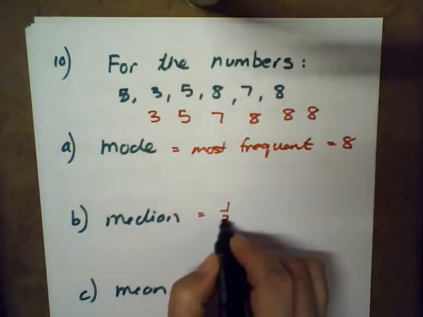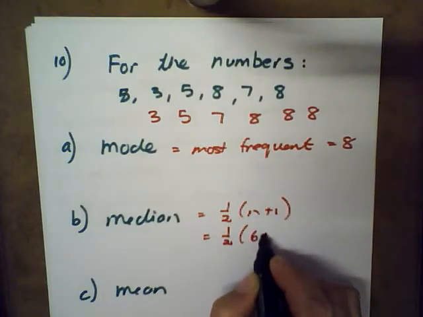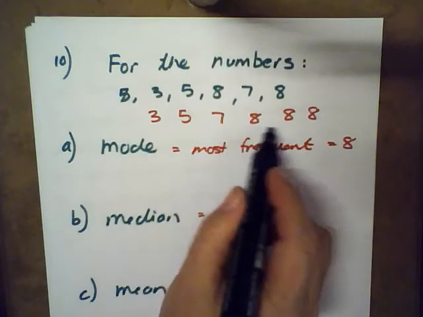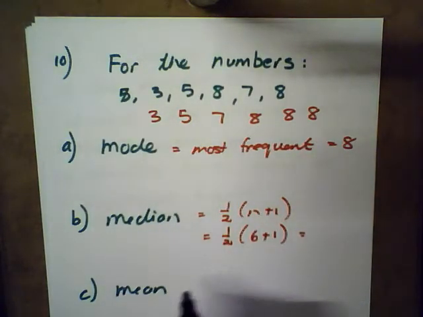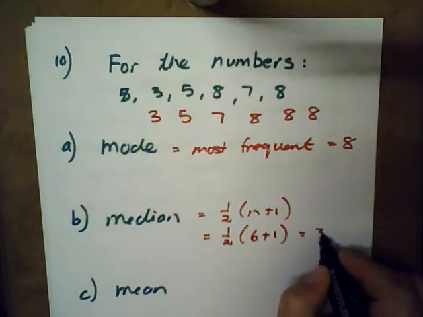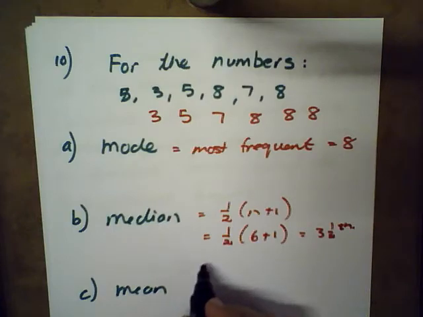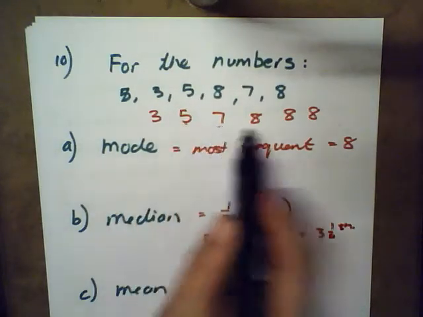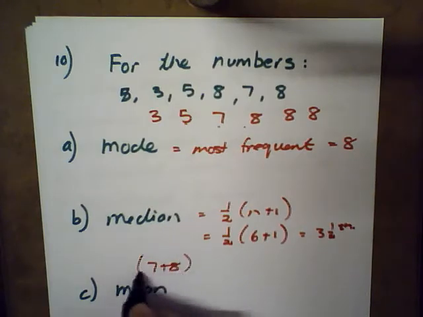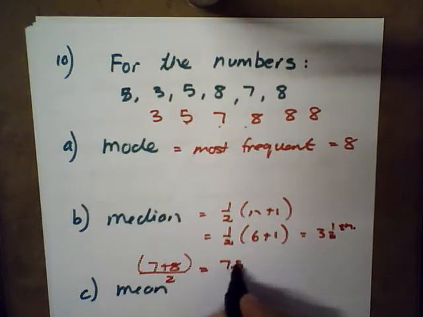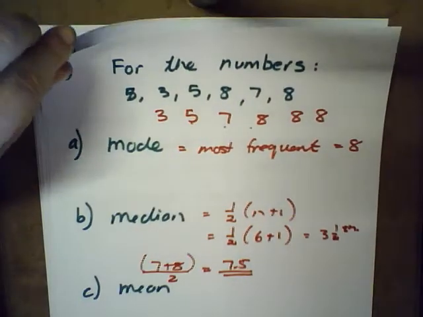Median I know is a half n plus 1. It would be a half 6 plus 1. 1, 2, 3, 4, 5, 6 numbers. That would give me the 3 and a half number, and that would be 7 plus 8, divide by 2, that would give me 7.5. So my median would be 7.5.